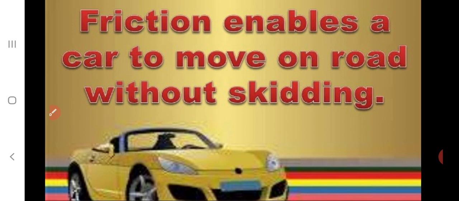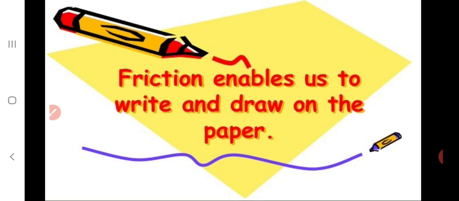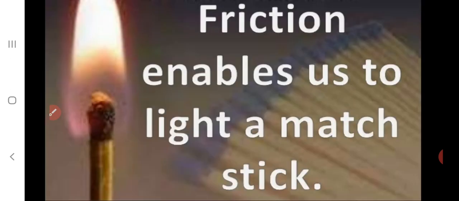Even the vehicles are exerting force, and as we get the friction from the road, we are able to move forward or walk forward. So it is that friction which enables the car on the road to move forward. Now friction enables us to write and draw on paper. Just imagine an extremely soft or smooth surface. Will you be able to write? No. The tip of the pen will slip on that surface. We won't be able to write. So it is friction which enables us to write and draw on paper.